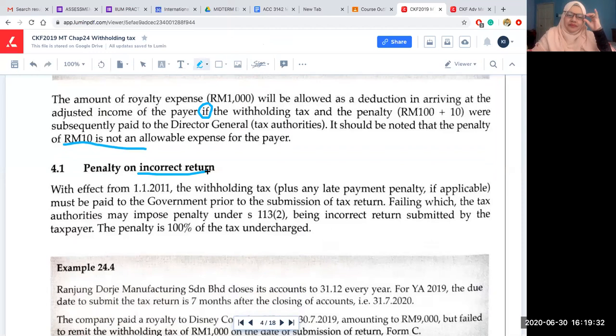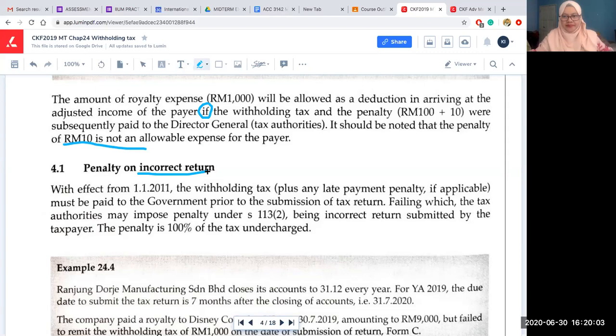I think from 2011, the withholding tax plus any late payment penalty must be paid to the government prior to the submission of tax returns. I mentioned that this means you have to make payment before 31st of July. Failing which, the tax authority may impose a penalty under section 113(2), which is called incorrect returns. The penalty is 100% of the tax undercharged.